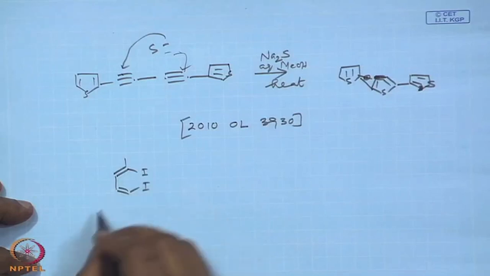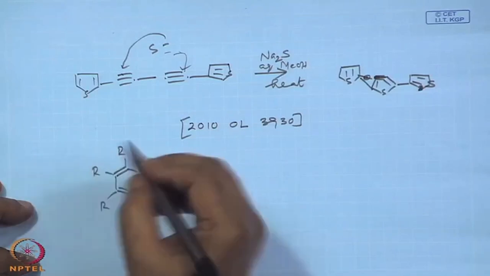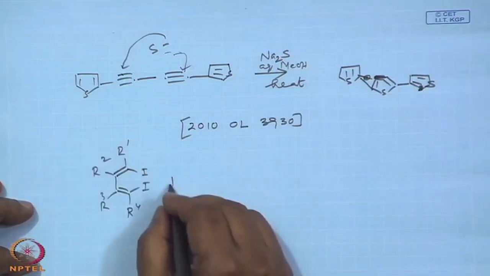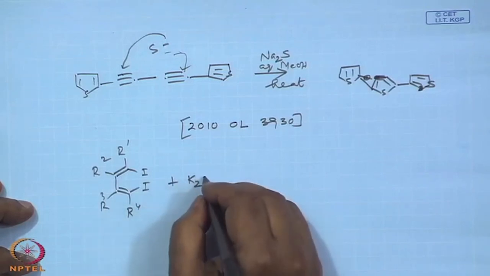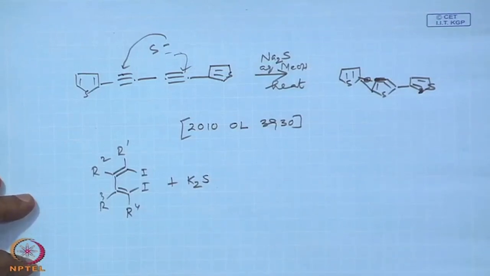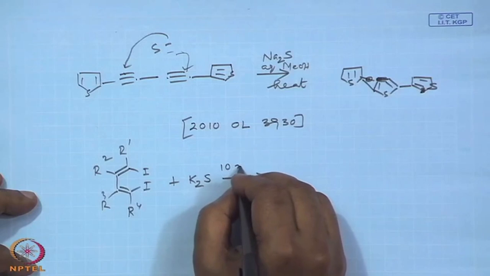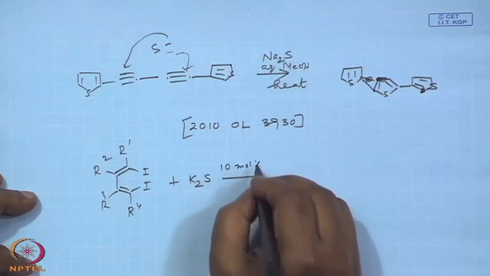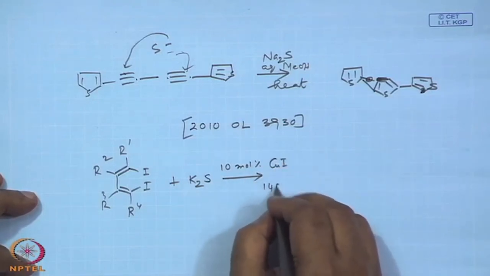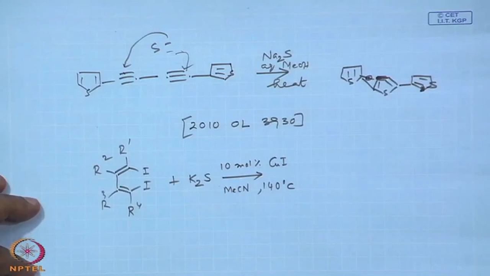It starts from a diiodo compound, then you have all kinds of R groups, 1, 2, 3, 4, all kinds of this, basically a diiodo compound. Now, since it is an sp2 carbon connected to iodine, it is not that reactive, and the source is potassium sulphide instead of sodium sulphide, I do not know why, but that does not work alone. So, what you have to do? You have to use a catalyst, and of course, whenever you have a copper, there is a chance you need a transition metal. In this case 10% cuprous iodide, temperature around 140 degrees centigrade, and the solvent is acetonitrile, and the yield is very good and the reaction is very general.